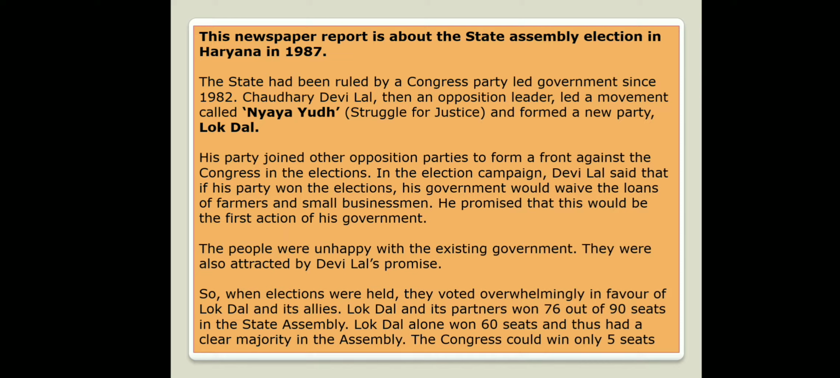The people were unhappy with the existing government. They were also attracted by Devi Lal's promise. So, when elections were held, they voted overwhelmingly in favor of Lok Dal and its allies. Lok Dal and its partners won 76 out of 90 seats in the state assembly. Lok Dal alone won 60 seats and thus had a clear majority in the assembly. The Congress could win only 5 seats.